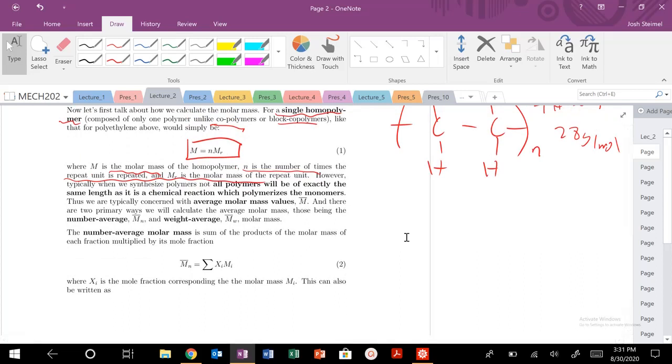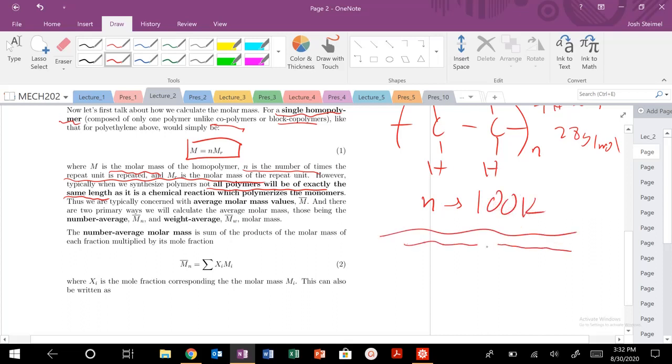It's not easy. So when we synthesize polymers, not all of the polymers are going to be the exact same length. So we're going to get N changing. It's never just one number like 100. Instead, we're going to get some polymer chains that are longer and some that are a little bit shorter. They're not going to vary by a lot as long as you do the chemistry properly and there are no side reactions, but there's going to be some distribution of molecular weights.